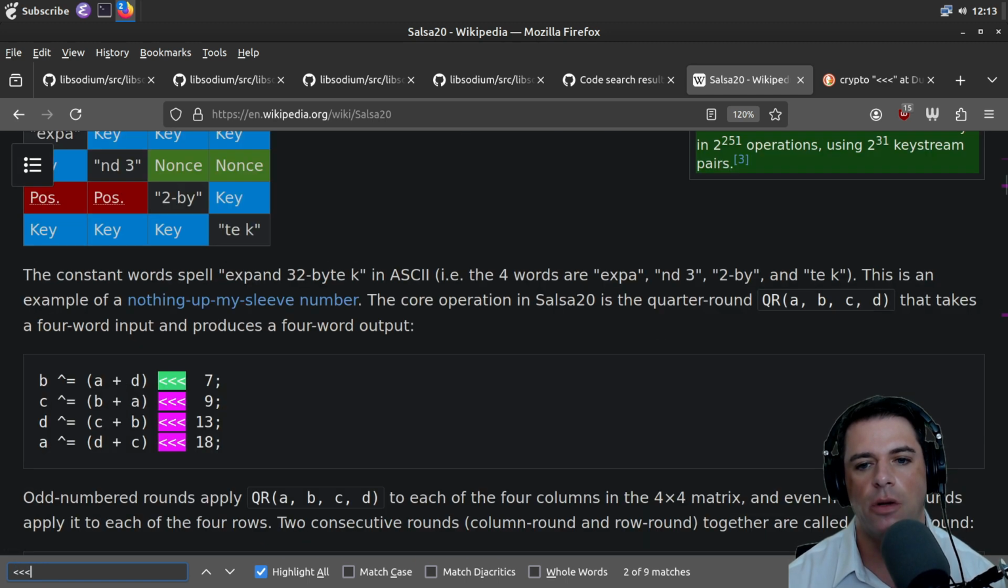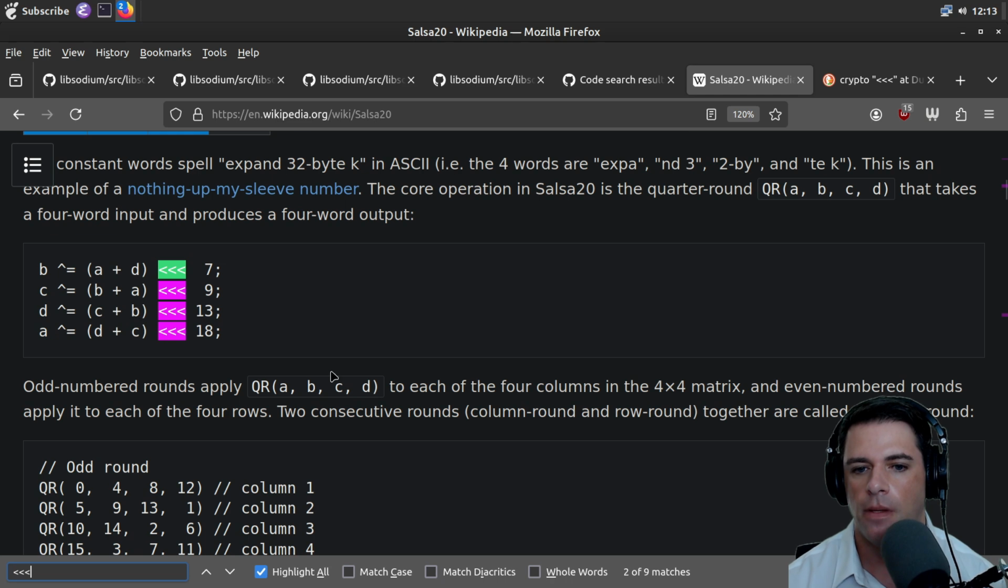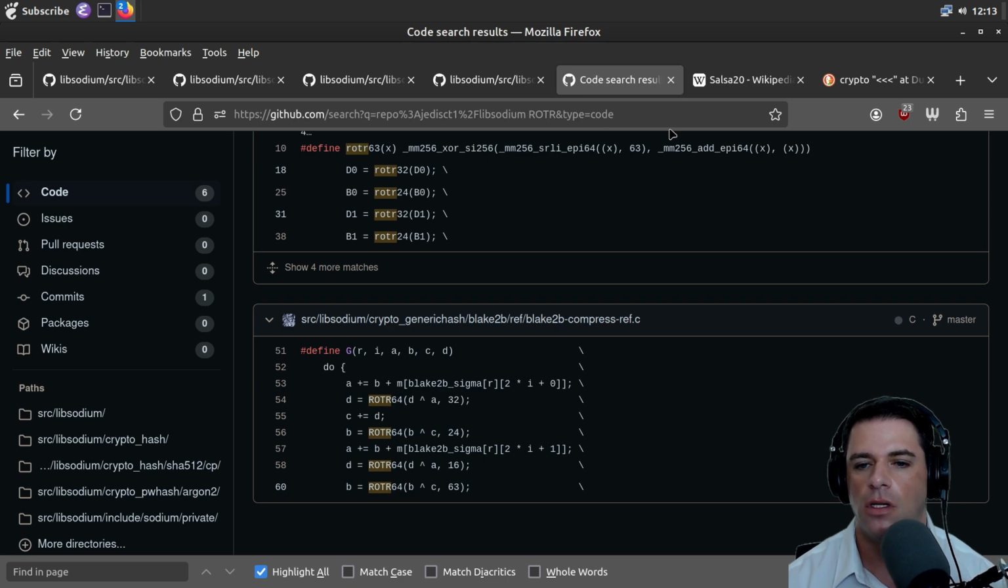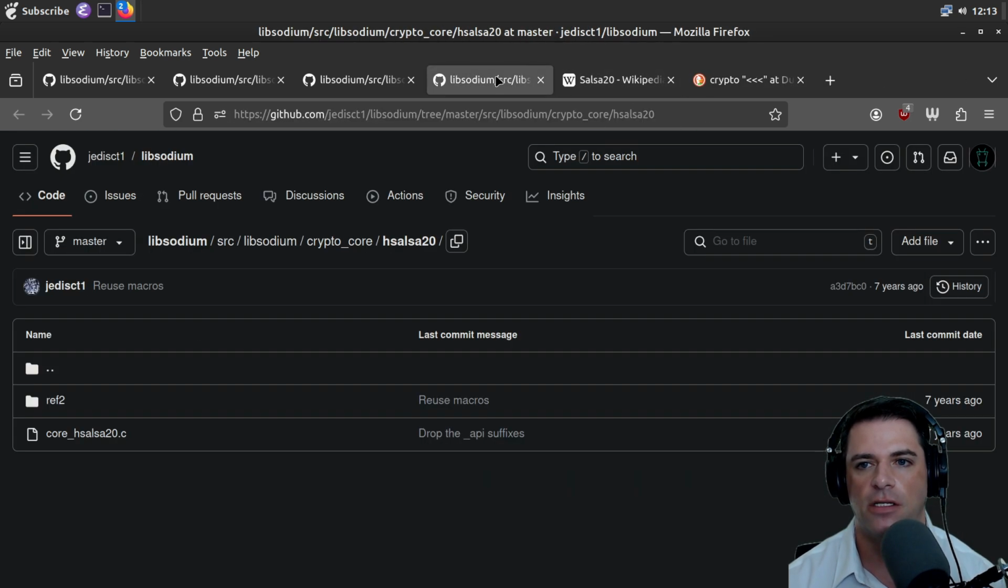Oh, no, we are always rotating left. I was thinking of this thing. What is this? Column round versus row round. Okay, yeah. So I was just confused, as I often am. It's always this left rotation. So that holds up. That's fine. So that's the salsa reference implementation.